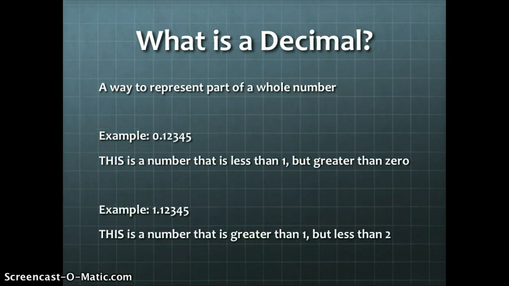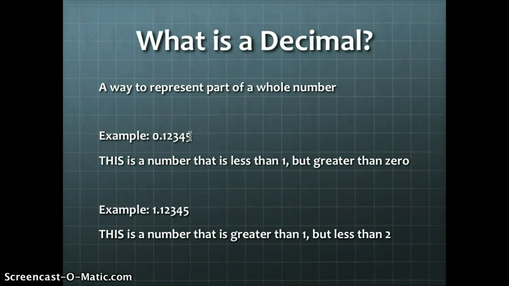Now we'll define what a decimal is. A decimal is a way to represent part of a whole number, just like a fraction, except it's written differently. For example, we need to know our place values, and this is something we previously learned. Our 0 right here is our whole number in our ones place. And then our 1 right after the decimal is our tenths place, our 2 is our 100ths place, our 3 is our 1,000ths place, our 4 is our 10,000ths place, and our 5 is our 100,000ths place, and so on.